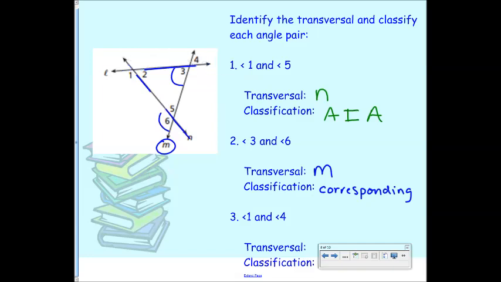All right, 1 and 4. So what's my transversal? L. So then my other two lines are M and N. So my sandwich bread is M and N. So are 1 and 4 interior, exterior, or one of each? Exterior. Are they on the same side or different sides of L? Different sides. So we would call these alternate exterior angles. All right? Alternate exterior angles.